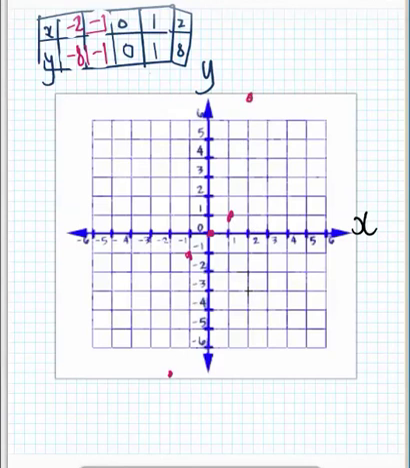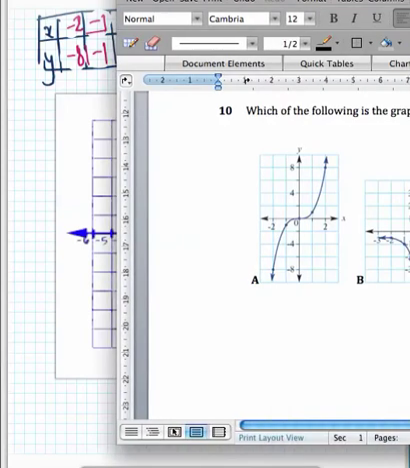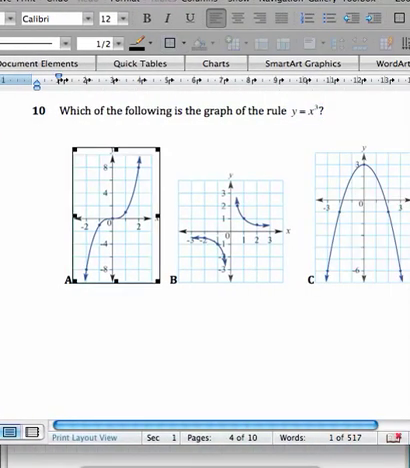Now if I join these points up, don't join them with a straight line, include a bit of curve. Sorry, a bit inaccurate. But what shape does that look like? If we compare that to one of these graphs, we can see it's this one here. So if you have a question like this, just get a table of values ready and put in some points for x, and you should be able to figure out which graph it is.